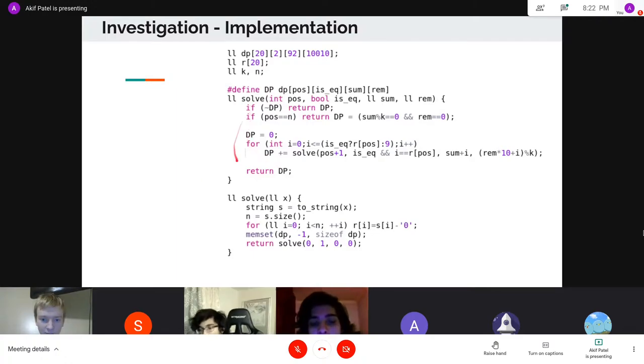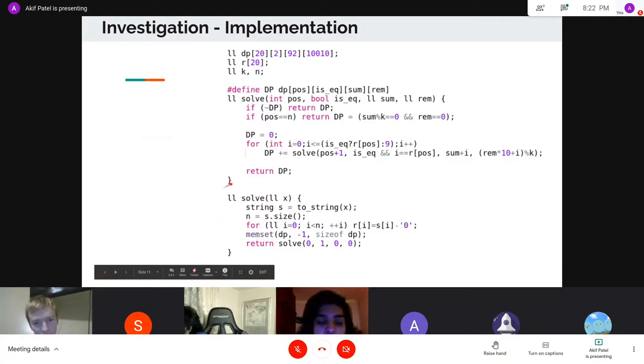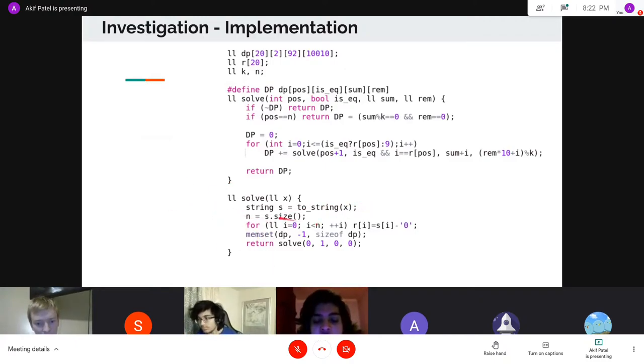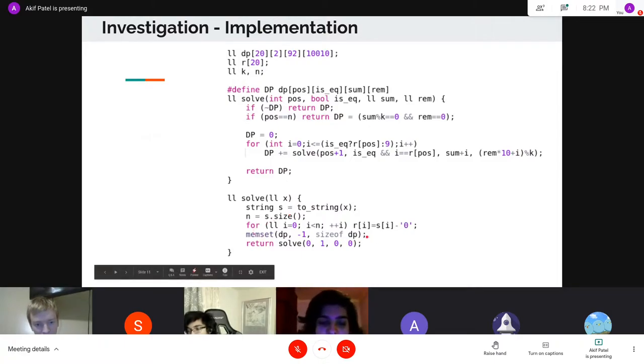Okay, yeah, in terms of implementation, I think you got hopefully pretty comfortable with how the DP works. But there's also the question of setting up the DP. I have that using this other solve function. The way you would do it is you would literally just call toString on the number, and then fill in r with the digits of that number. And n would be however long that number is. And you also need to initialize the dp to negative 1. And the actual value would just be solve 0, 1, 0, 0.